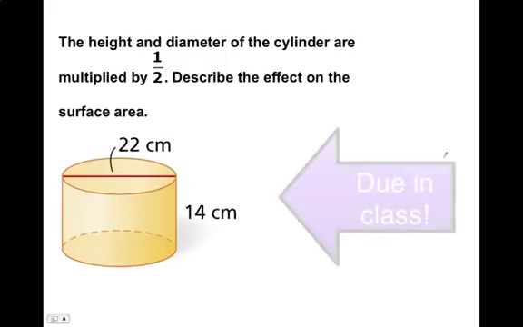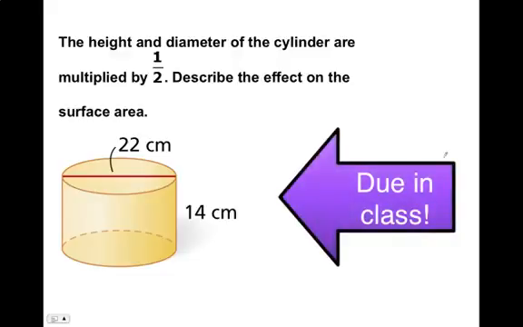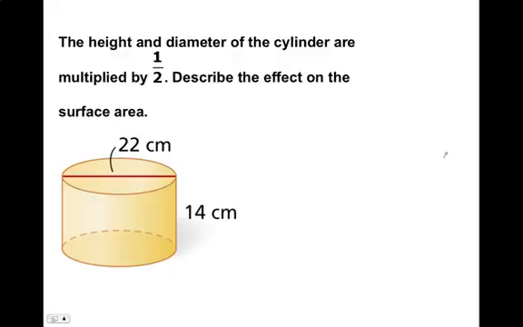This one you're going to do for class. Same idea. The height and diameter of the cylinder are multiplied by 1/2. They want us to describe the effect on the surface area. So all I want to know is how does the surface area change by using your scale factors. I don't want to know the new surface area, I just want to know the effect. Have this ready for class on Monday and Tuesday.